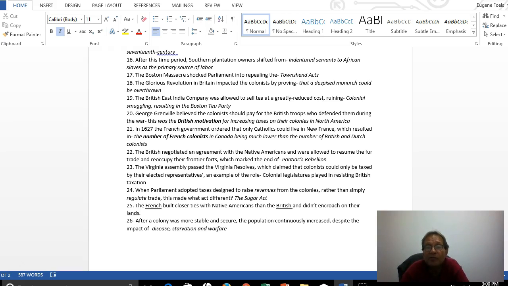22, the British negotiated an agreement with the Native Americans and were allowed to resume the fur trade and reoccupy their frontier forts, which marked the end of Pontiac's rebellion. 23. The Virginia Assembly passed the Virginia Resolves, which claimed that the colonists could only be taxed by their elected representatives. An example of the role colonial legislatures played in resisting British taxation.